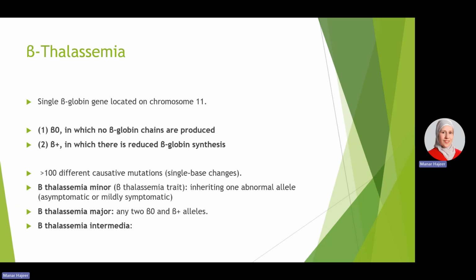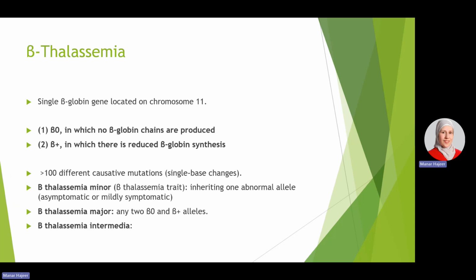In beta thalassemia, we have a single beta globin gene, which is located in chromosome 11. The mutations leading to beta thalassemia are of two types. It's either a beta 0 mutation, in which no beta globin chains are produced at all, or beta plus, in which there is a reduced beta globin synthesis. We have more than 100 different causative mutations, and these mutations are characterized by single base mutations.